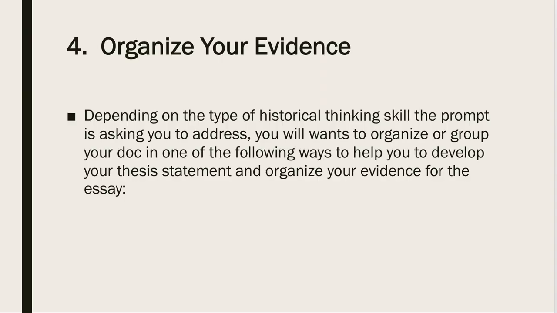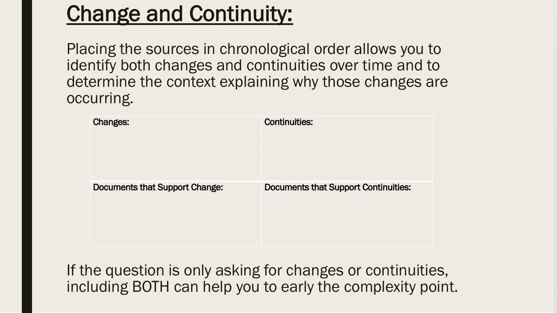Once you've gone through all of your documents and your document packet is filled with little notes and scribbles, depending on the type of historical thinking skill, meaning is it a comparative essay, is it a change and continuity over time essay, or is it a causation essay, you will want to organize or group your documents in one of the following ways to help you develop your thesis statement and organize your evidence for the essay. So, if it's a change and continuity essay, so for the Euro kids, placing the sources in chronological order allows you to identify the changes and the continuities. And you want to try to determine the context explaining why those changes occurred.